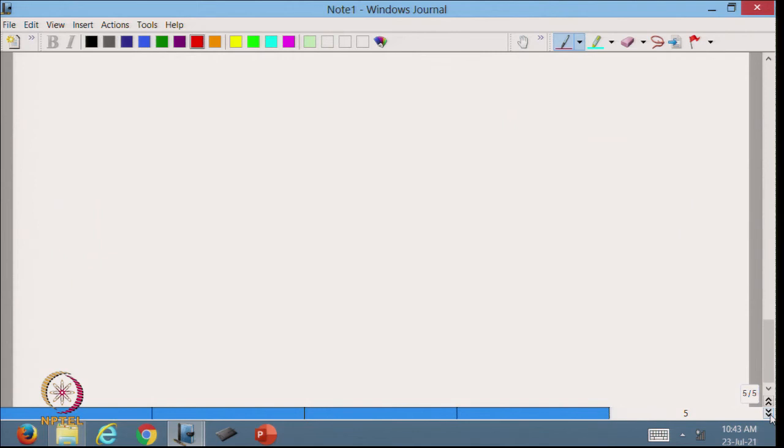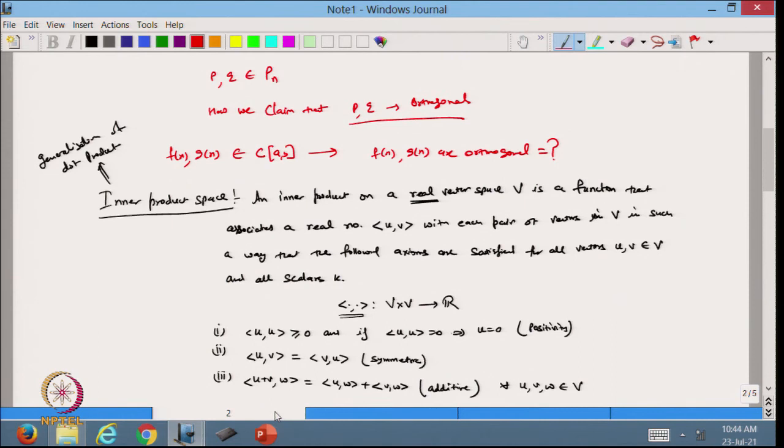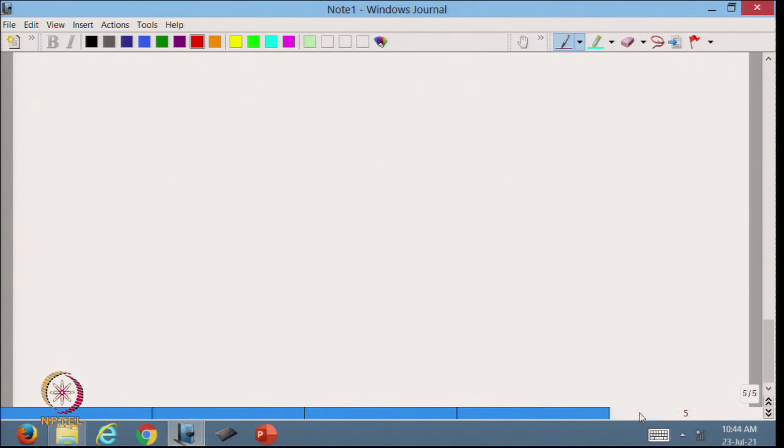Now, the question is whether it is satisfying all the four conditions or not. So, that we need to find out. So, verification, let us verify.